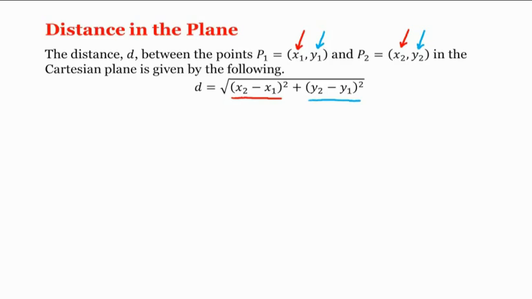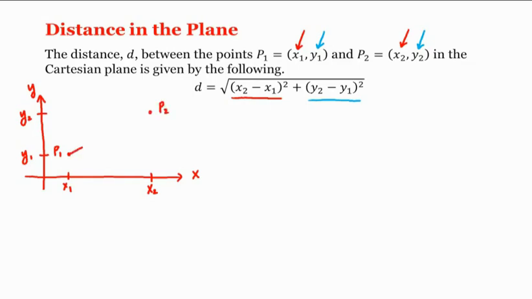Now let's think about why this is true. Let's say this is the y-axis, and this is the x-axis. And let's say this is the point x1, and this is the point y1, which means P1 is right here. And let's say this is x2, and this is y2, which means P2 would be right here.